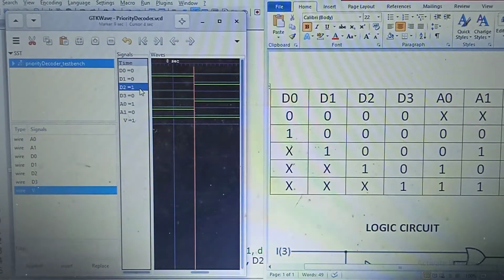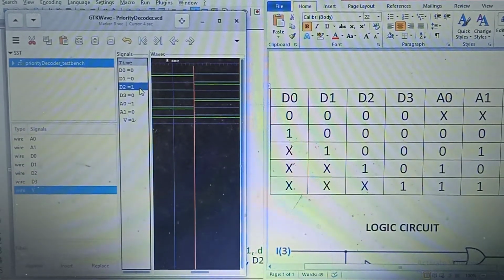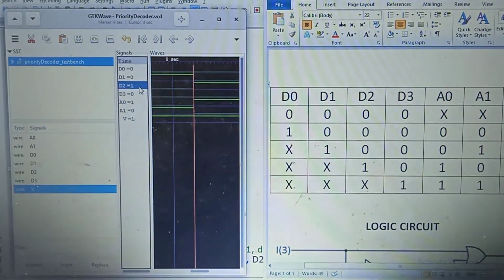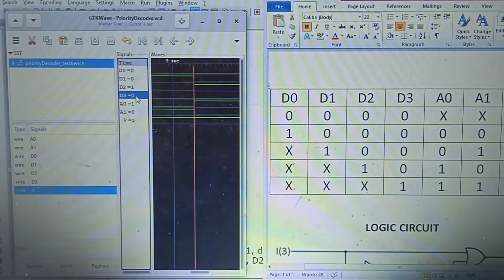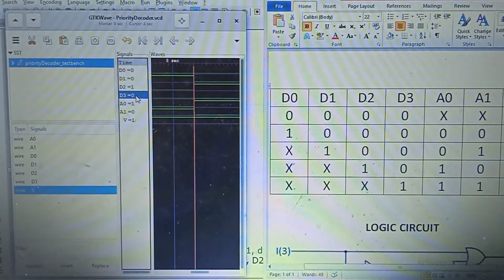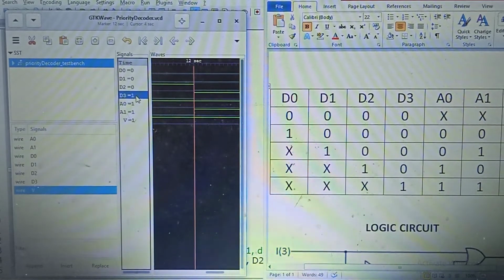Then for our D2, 0010 or XX10, then our outputs are 101. Then lastly our D3, our highest priority bit, 1000 or XXX1, then our outputs are 111. So that's all.